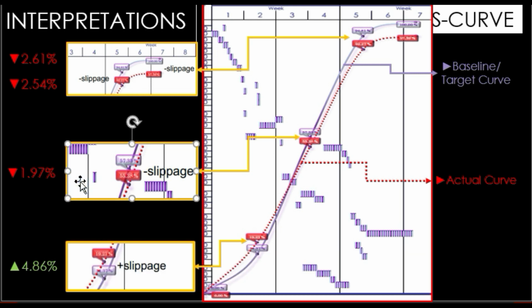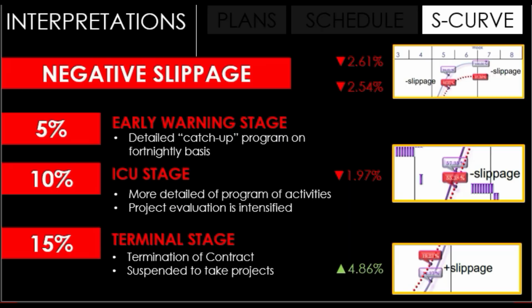For this instance, during the second quarter, the contractor encountered a negative slippage of 1.97%. However, during the first quarter, he had a 4.86% positive slippage. What if the contractor encountered a larger negative slippage?